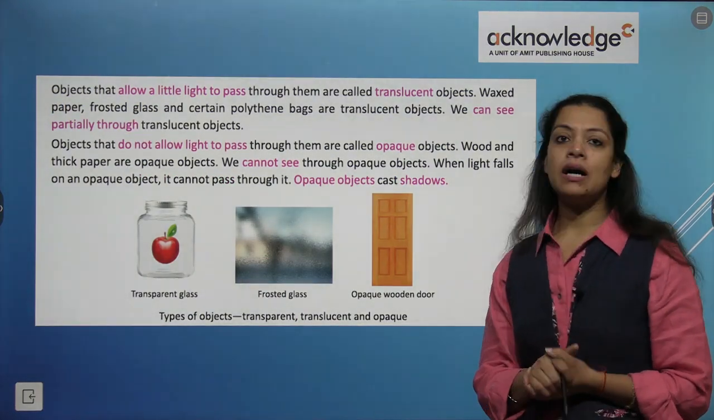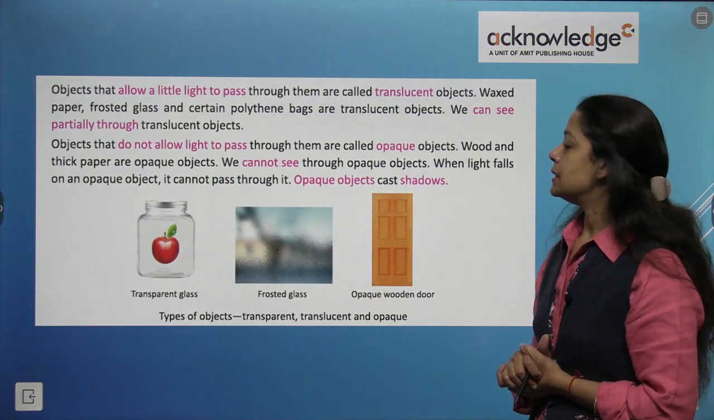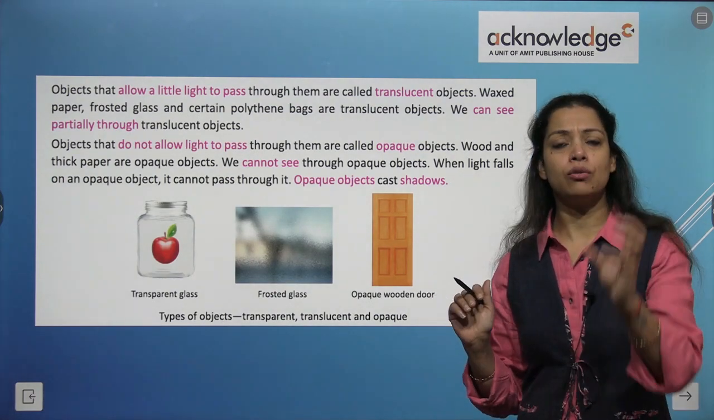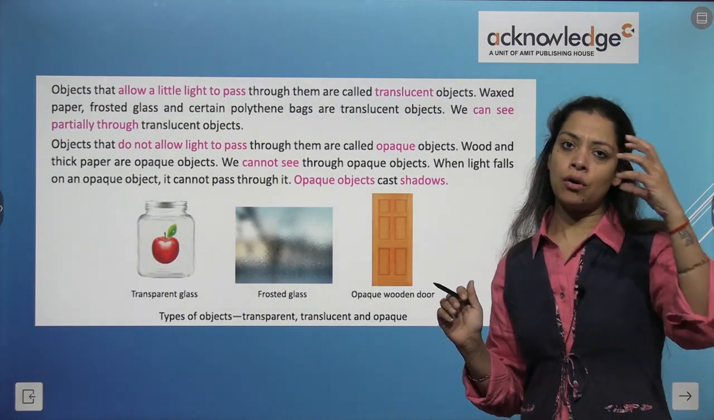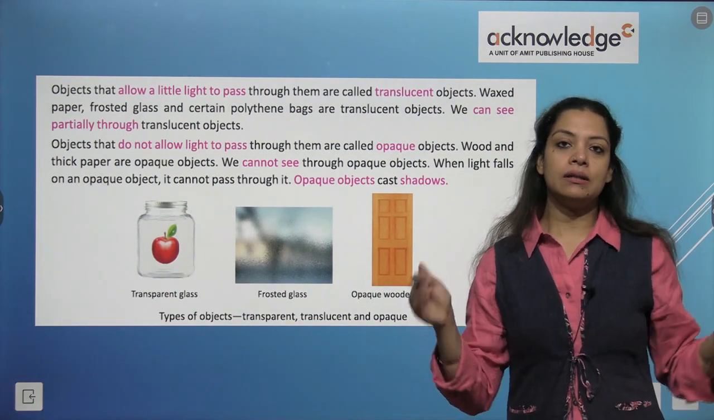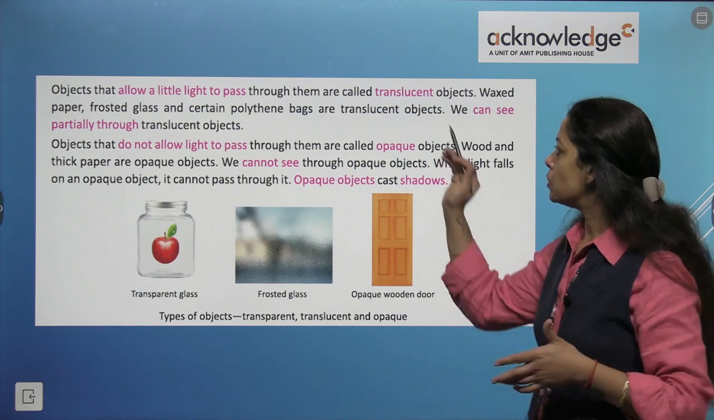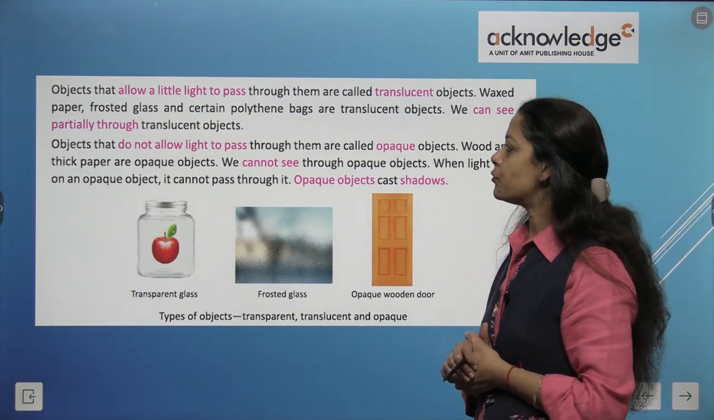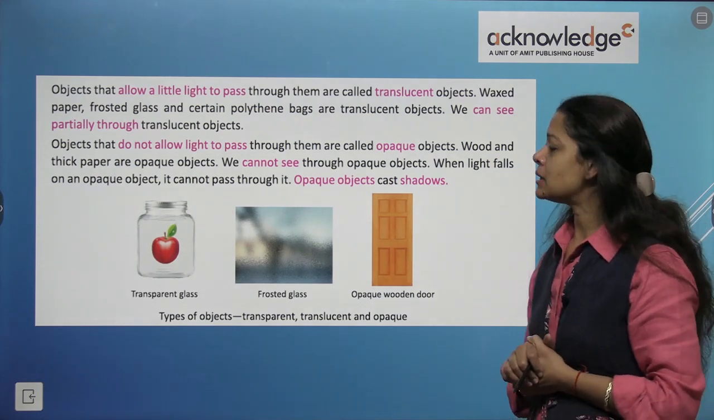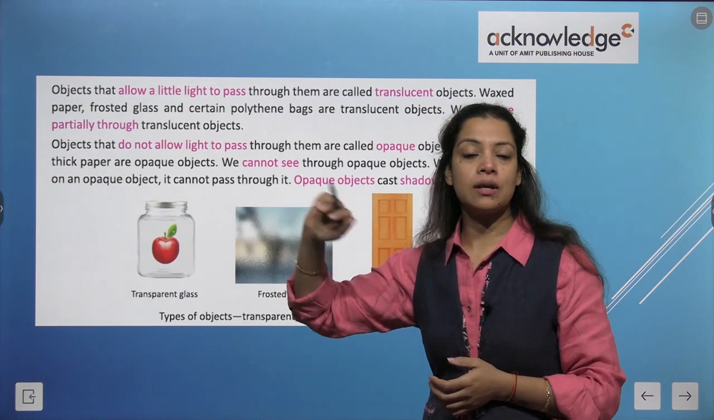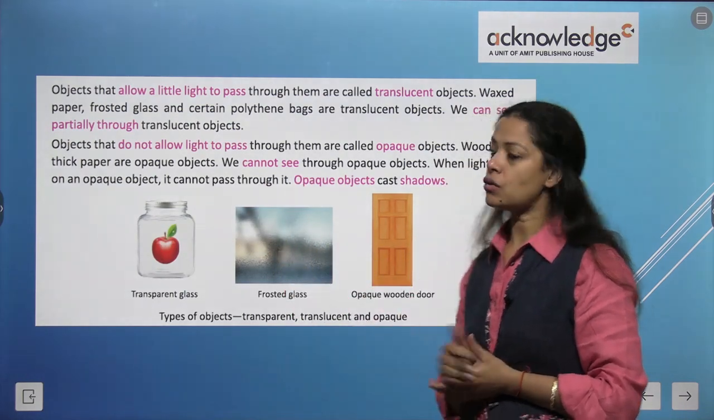Objects that allow a little light to pass through are called translucent. तो ऐसे objects जहाँ से पूरा नहीं but थोड़ा बहुत एक reflection आता है or maybe we can just see what is behind that sheet or a translucent dome. So those objects are called translucent. Wax paper, frosted glass, certain kinds of polythene bags, they are translucent. We can see partially, not completely, but partially through those objects.